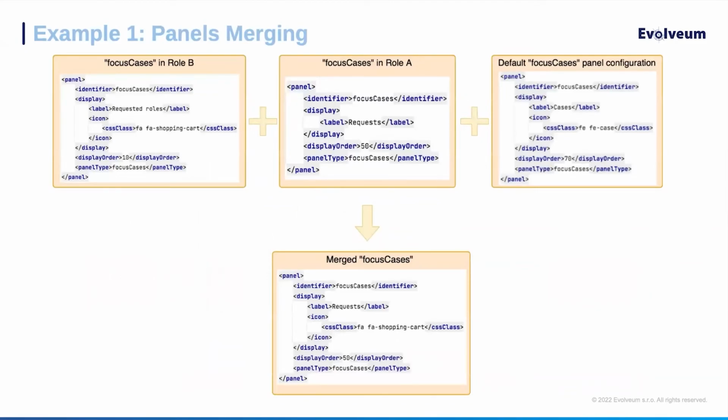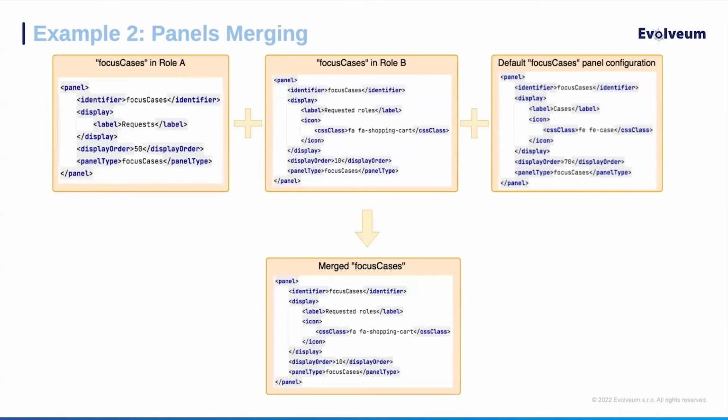Let's have a closer look at an example of how this mechanism works in the real world. In the picture, we can see configuration for focus cases in role B, role A, and system-defined default configuration. Configuration for focus cases in role B and role A are in conflict because both of them want to set label and display order to different values. What is the result? In this case, we simulate that role B is processed by the merging mechanism, followed by processing role A, and at the end, the system defaults are appended. As we can see at the bottom in the picture, the merged configuration for focus cases will contain the label and display order from role A configuration. It is because role A was processed after role B.